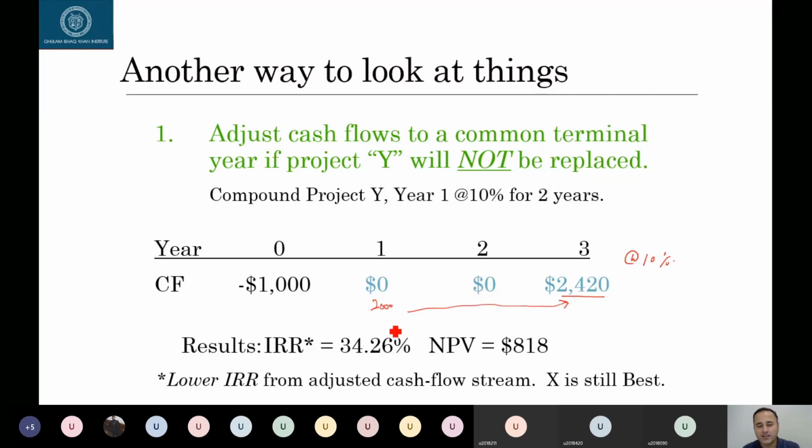So if I do that, of course, it will affect the IRR. Now the IRR is 34.26%, and the NPV stays the same.